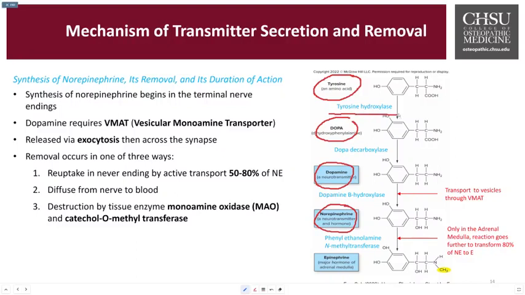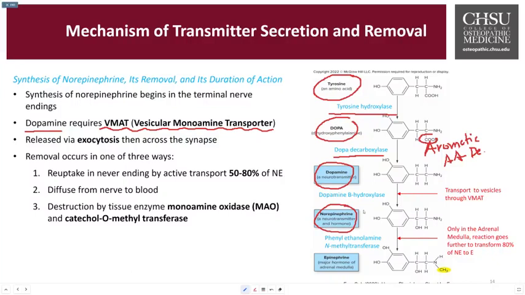Tyrosine hydroxylase attaches a hydroxyl group onto tyrosine to make dopa. Then we have dopa decarboxylase, also known as aromatic amino acid decarboxylase enzyme. This enzyme strips the CO2 off of a carbon and creates dopamine. In order for dopamine to be converted into norepinephrine, it requires a specific transporter called VMAT, the vesicular monoamine transporter, located inside the axon terminal, which then converts dopamine into norepinephrine when it gets back in.